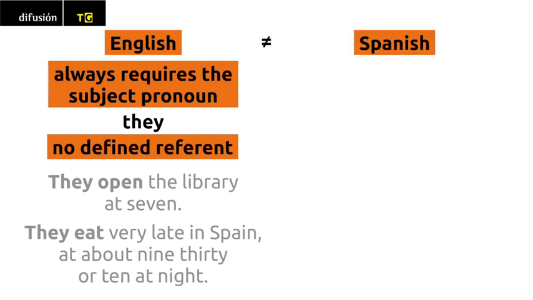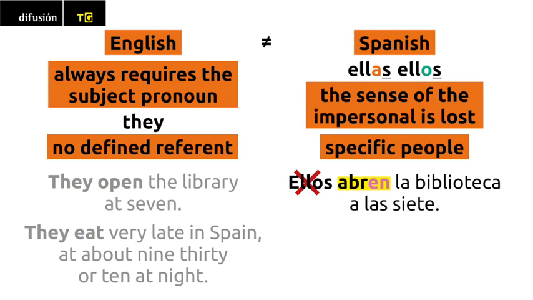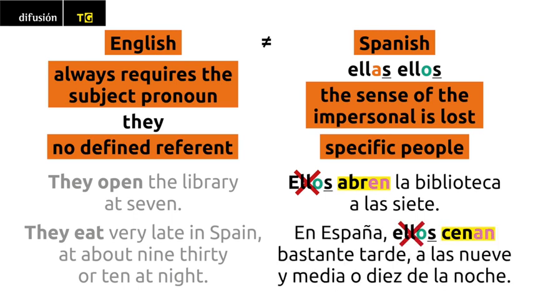Unlike English, however, if you use the subject pronouns ellas or ellos in Spanish, the sense of the impersonal is lost, and the listener understands that there are specific people involved in the action who were previously defined. Abren la biblioteca a las 7. En España cenan bastante tarde, a las 9:30 o 10 de la noche.